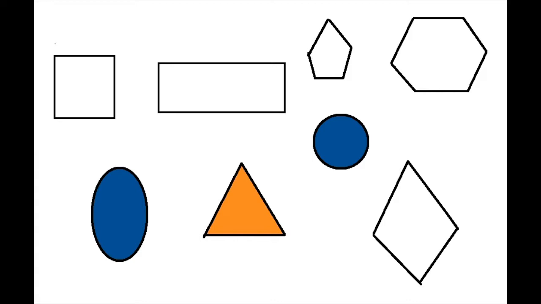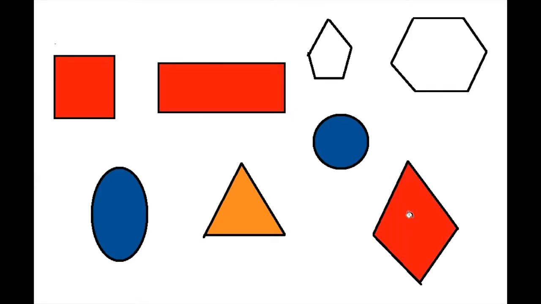What comes after 3? 4. Can you spy shapes with 4 sides? Square, rectangle, diamond. Are there any shapes on this page that have 5 sides? There are only 2 left. Which one of those has 5 sides?